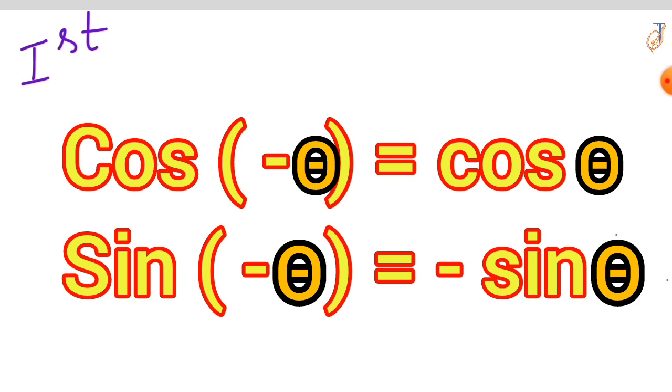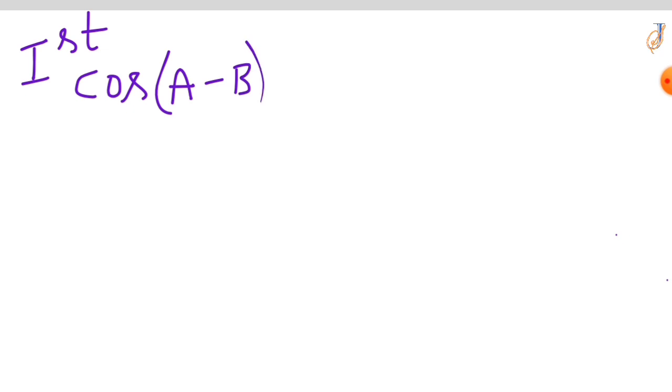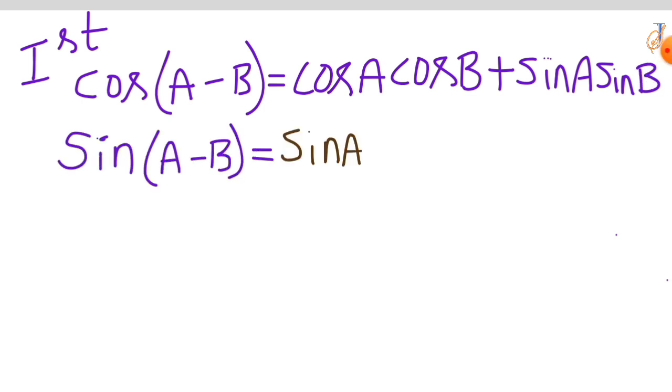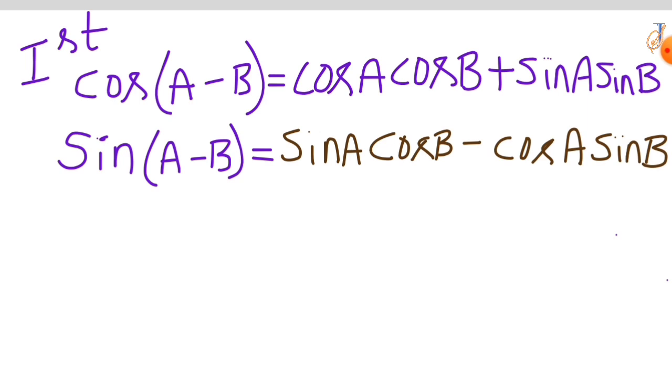Before diving into the proof, let's recall compound angle formulas, that is cos of A minus B equal to cos A cos B plus sin A sin B, and also sin of A minus B equal to sin A cos B minus cos A sin B. These are the compound angle formulas.